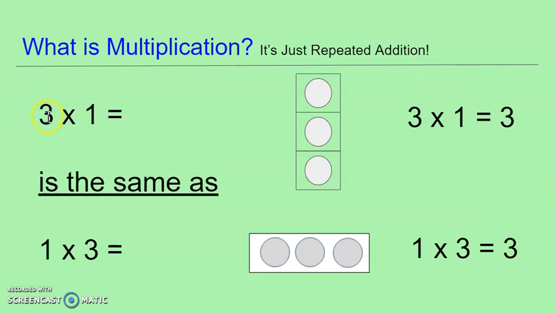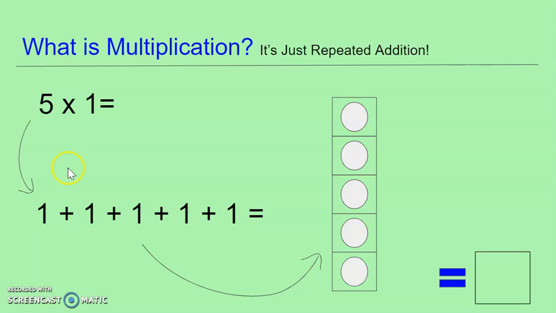3 groups of 1 is the same as one group of 3. That's very, very important to know when we do multiplication. You're going to run into that a lot, okay? So let's do one more. 5 times 1, or 5 groups of 1, represented by 5 groups, and each group has 1 in it. So the answer, 5 times 1, is 5.